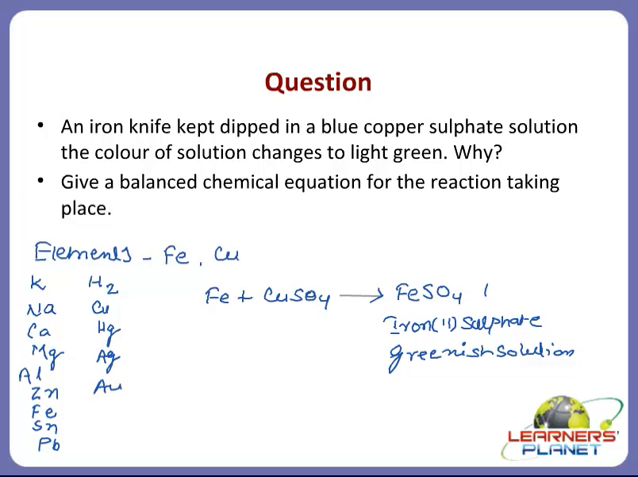And what happens? Your copper solid gets deposited. So what has happened? Copper sulfate is a blue solution. So the color has been changed from blue to green. Why? Because of the formation of ferrous sulfate. Why? Because iron is more reactive than copper. It displaces copper from its salt solution.